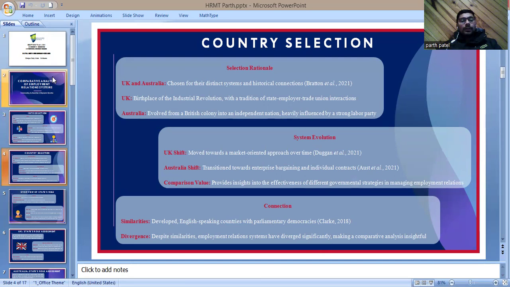Industrial relations in the UK, as the birthplace of the industrial revolution, has a long working relations experience, and their efforts to interact between the state, workers and the trade union. And Australia grew from a birthplace colony into an independent nation, heavily influenced by the strong Labour Party. In the system's evolution, there were major shifts in the system of wages relations for both countries for the period under discussion.